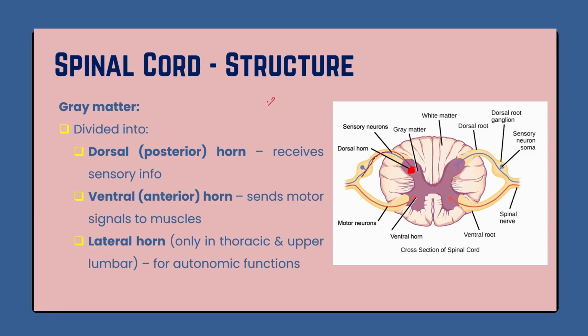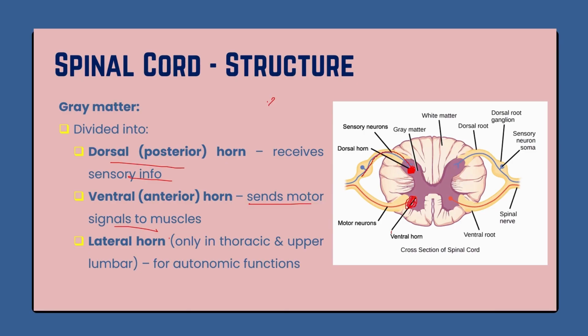Secondly, we have the ventral or anterior horn. Where is the ventral horn? Here is the ventral horn. What does the ventral horn do? It sends motor signals to muscles. So signals are coming in through the dorsal horn and signals are going out through the ventral horn, which is sending the motor signals.